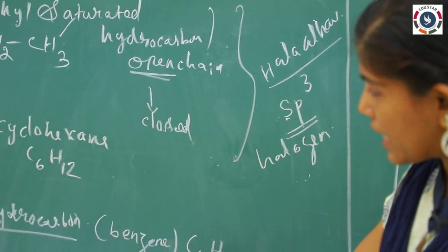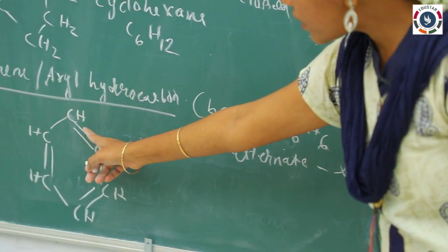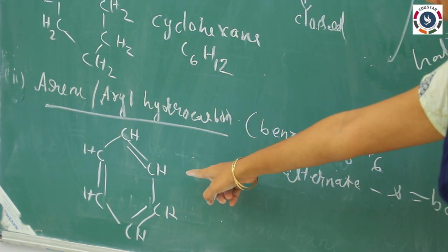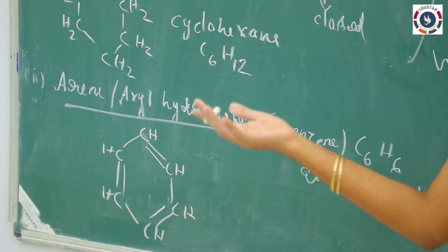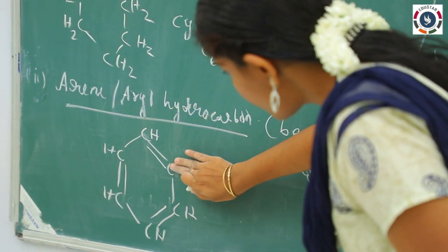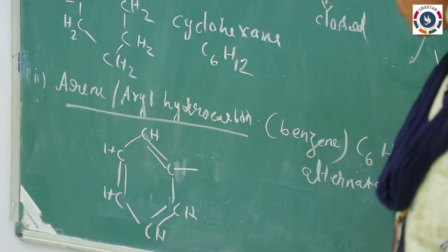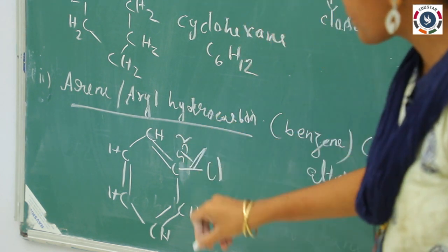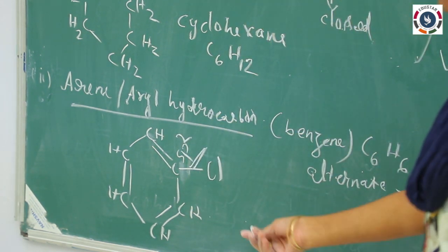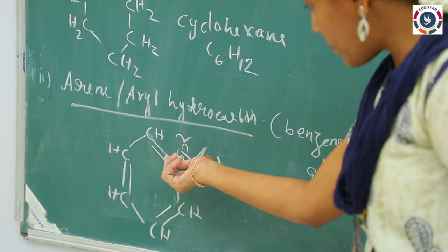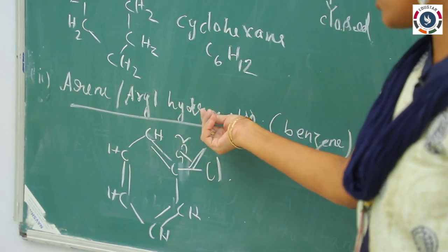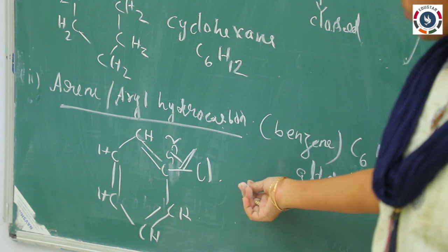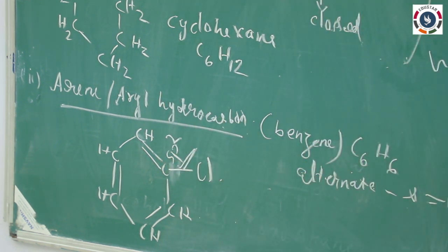Next, that is arene. Here what is that? It is a double bond. So, if we have a double bond, then we will say it is SP2 hybridization. Yes, the halogen is going to be substituted in a SP2 hybridized carbon. If the halogen is substituted in a SP2 hybridized carbon, then we call it arene or aryl hydrocarbons. In case of arene or aryl hydrocarbon, the substituent is attached to a SP2 hybridized carbon.